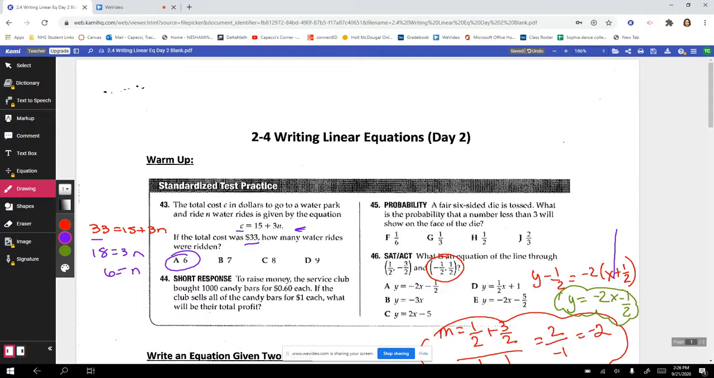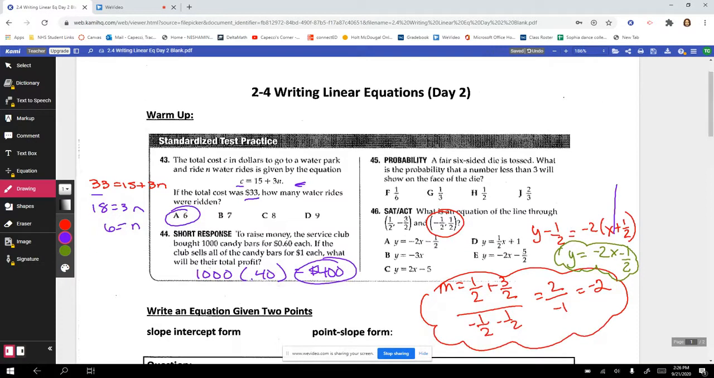Number 44 says, to raise money, the service club bought 1,000 candy bars for 60 cents each. If the club sells all the candy bars for $1 each, what will be their total profit? Well, if they're selling it for $1 and it's costing them 60 cents, they're making 40 cents profit. So 1,000 candy bars at 40-cent profit is $400 is their total profit.